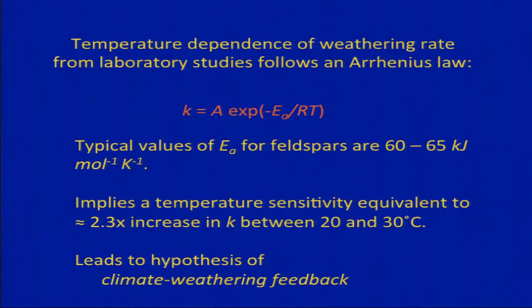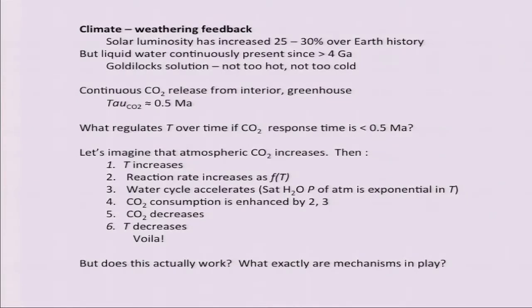That 60 to 65 kilojoules per mole for the value of EA implies a temperature sensitivity around 2.5 for a 10-degree temperature increase. Biologists do the same thing for biological reactions. They call it a Q10. How much does the reaction rate change for a 10-degree temperature change? This is sort of a linear approximation, right? Because we know the temperature on the Earth changes, but it only changes by a few tens of degrees maximum, right? So we can approximately get away with linearizing this not too badly. We don't really do that, but we could if we wanted to.